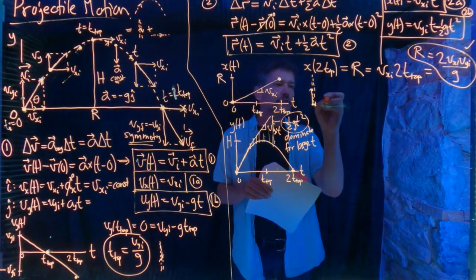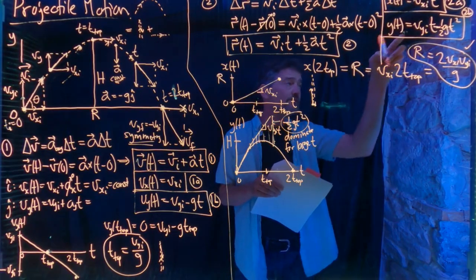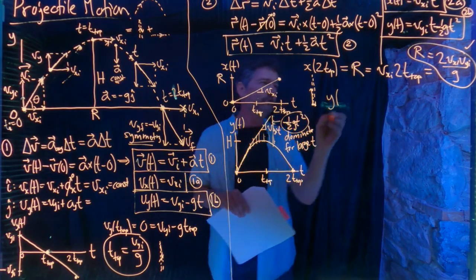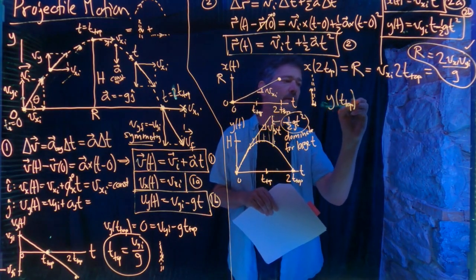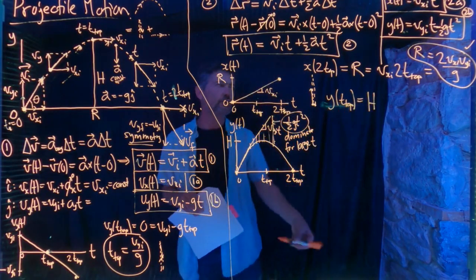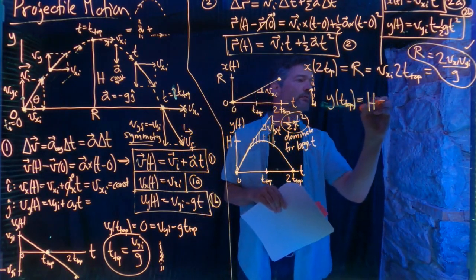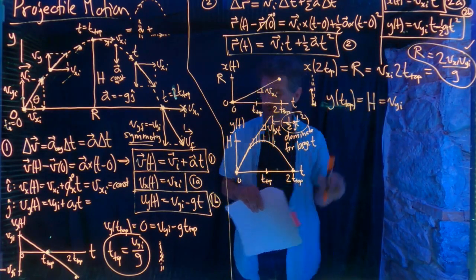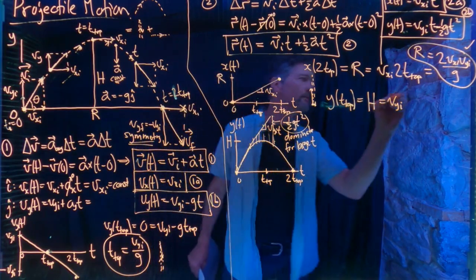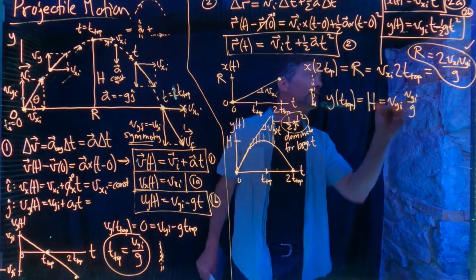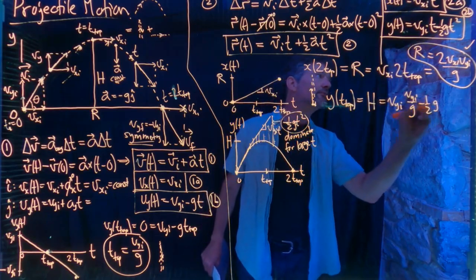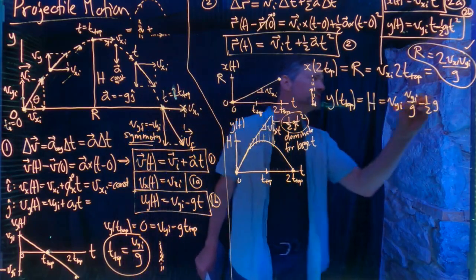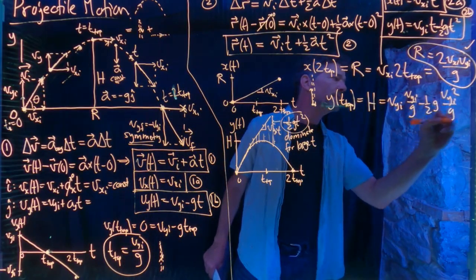Okay, so what we have is from this equation, remember this is an explicit equation for y as a function of time. So let's take y at time t is equal to t top. Okay, that should equal the height h. Well, what does the equation tell us it equals? Well, it equals Vy initial times t top. What's t top? Vy initial over g. Subtract 1/2 g times t top squared. This squared, Vy initial squared over g squared.